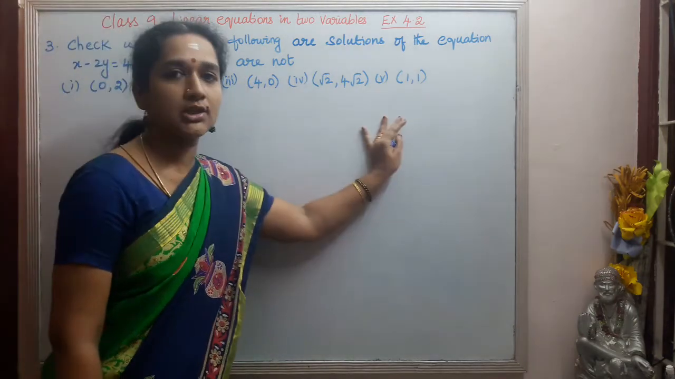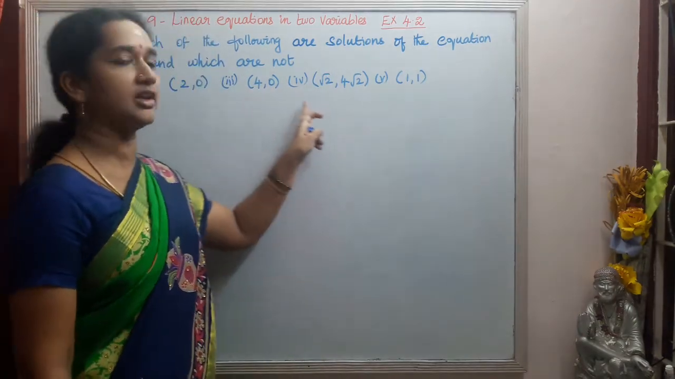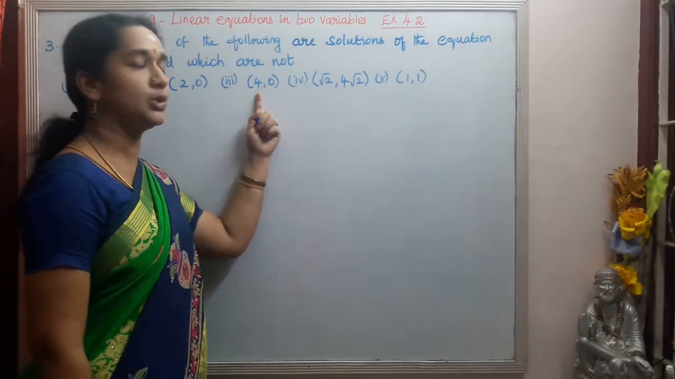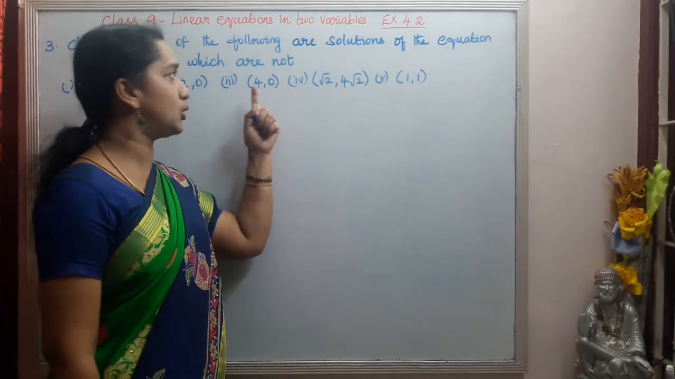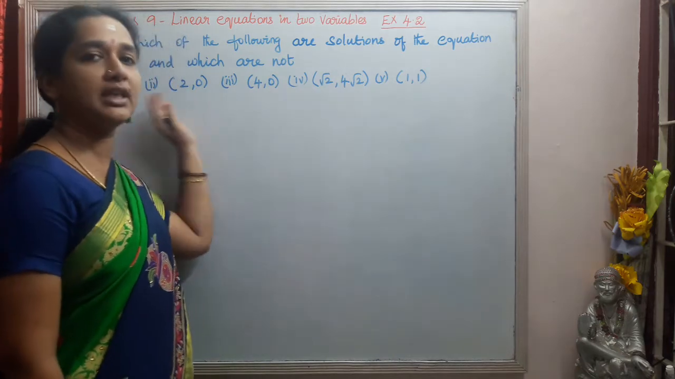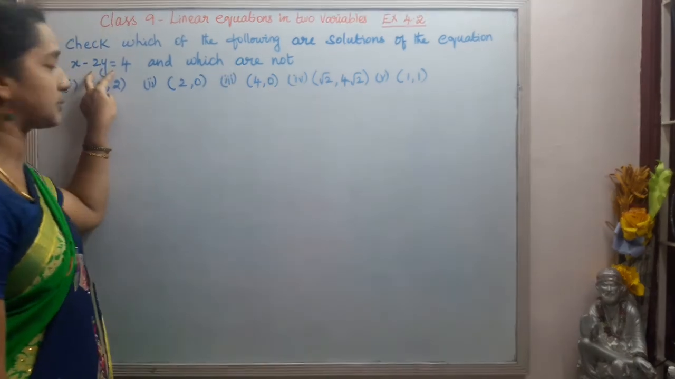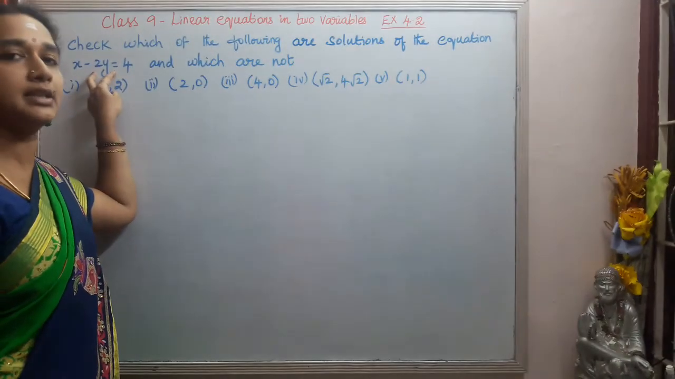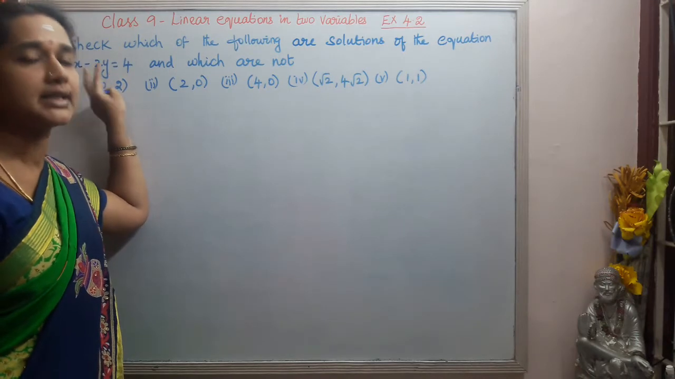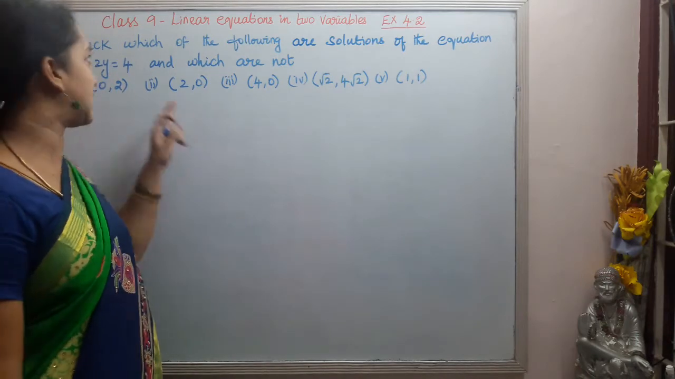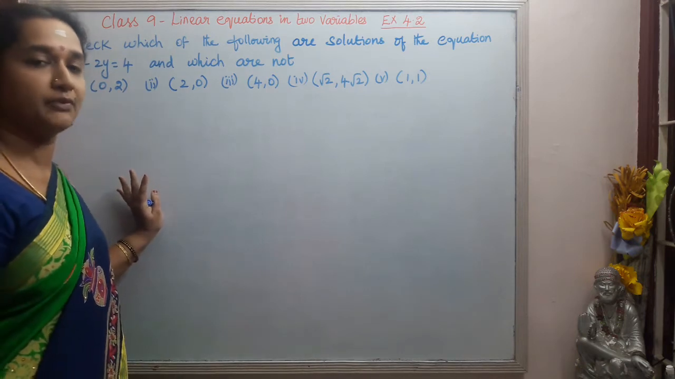So 5 solutions are given. All the solutions are given in ordered pairs. The first one is the x value and the second one is the y value. We are asked to substitute these x and y values in the given equation and check which are the solutions. Solution means that when you substitute it, both sides have to be equal to 4. We have to get it like that.